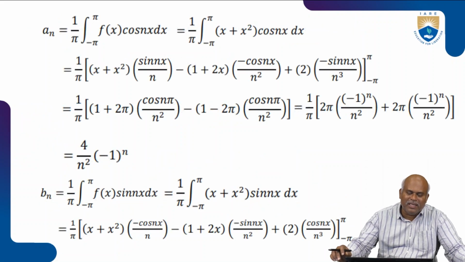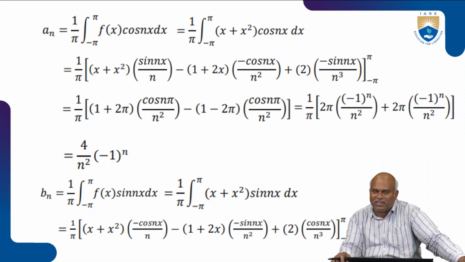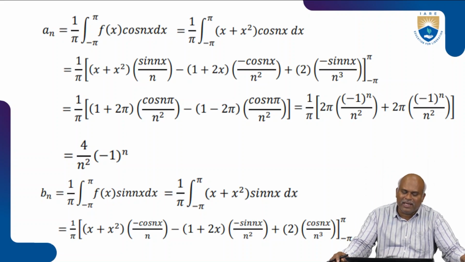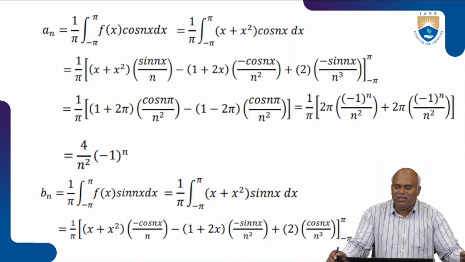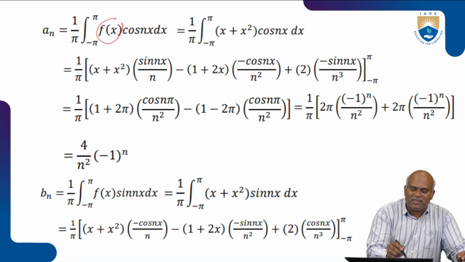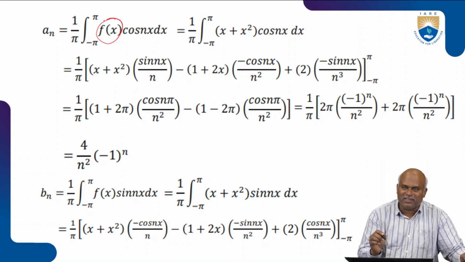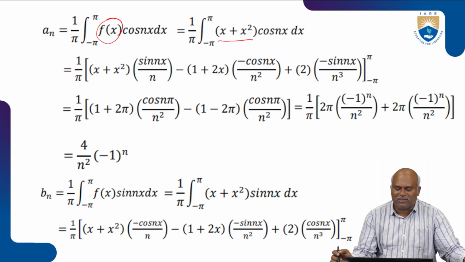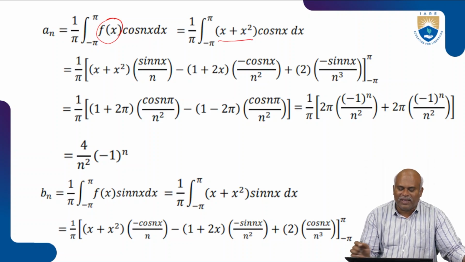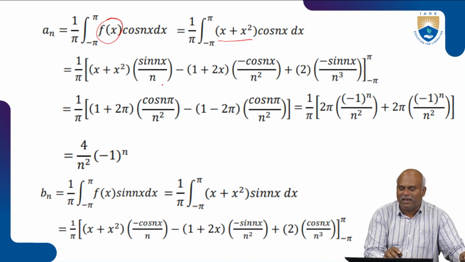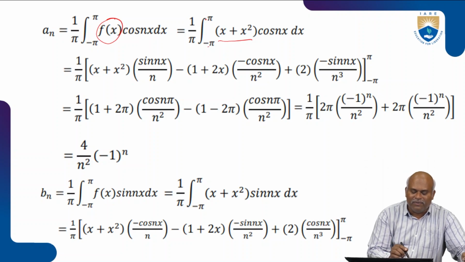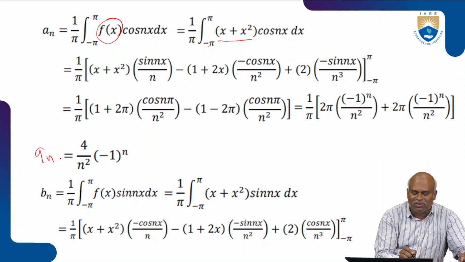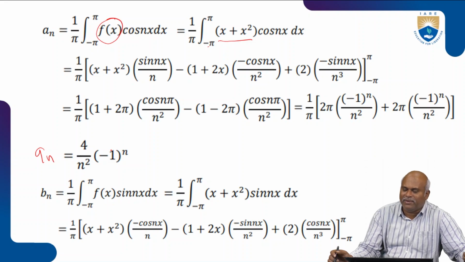At the same time, for a of n we use the Fourier series coefficient formula, that is 1 by pi integration of minus pi to plus pi f of x cos nx dx, where f of x is x plus x square. We substitute x plus x square here, distribute it, and do the integration. Then after integration we substitute the interval minus pi to plus pi. Finally we get a of n equal to 4 divided by n square times minus 1 whole power n.